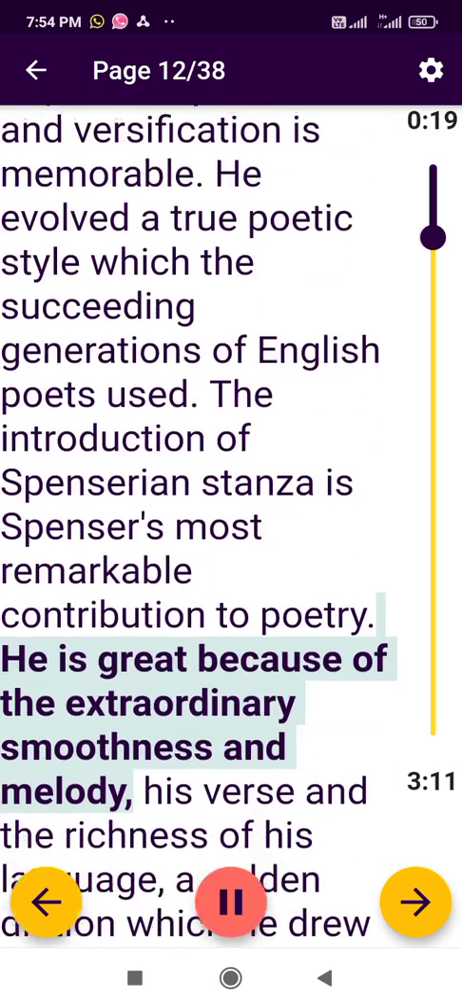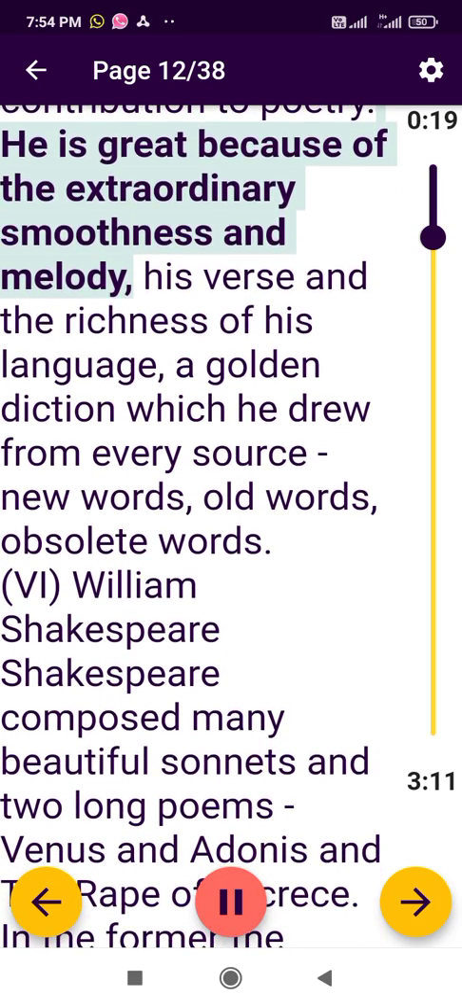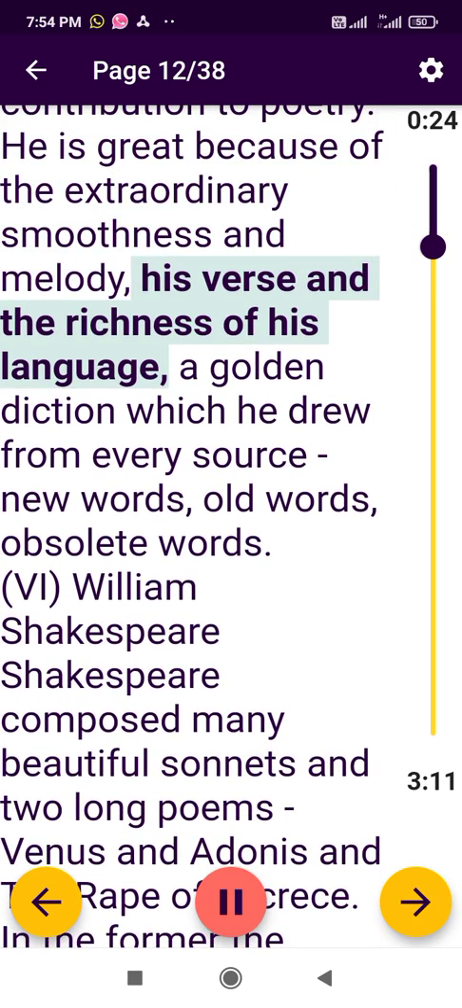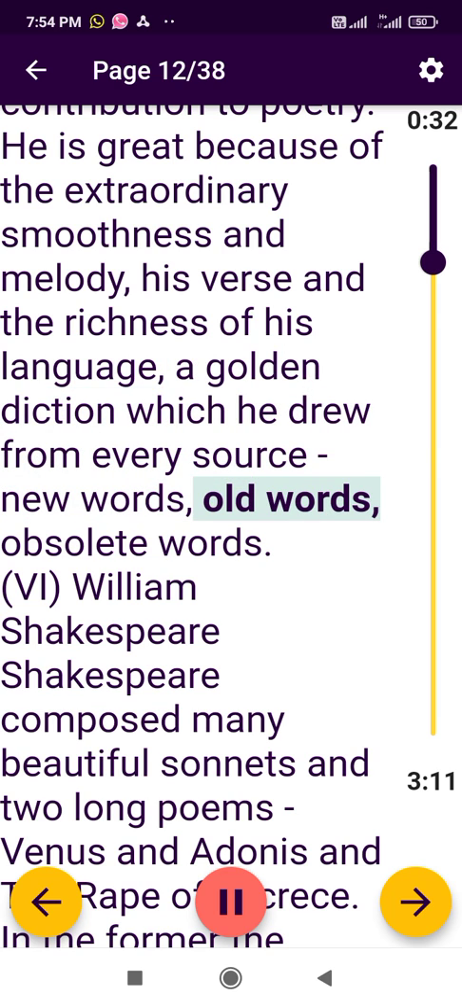He is great because of the extraordinary smoothness and melody of his verse, and the richness of his language, a golden diction, which he drew from every source: new words, old words, obsolete words.